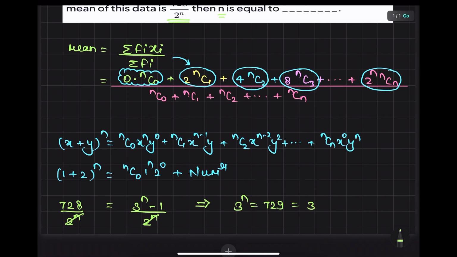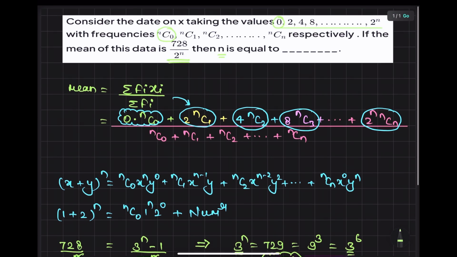And 729 is what? It is 9 cube. And 9 is what? 3 square. 3 square power 3. So it is 3 power 6. Now the base is the same, so the power will be what? The value of n will become 6. Okay. So the required value of n is 6.